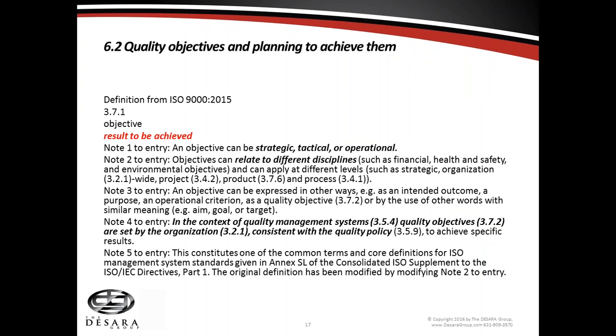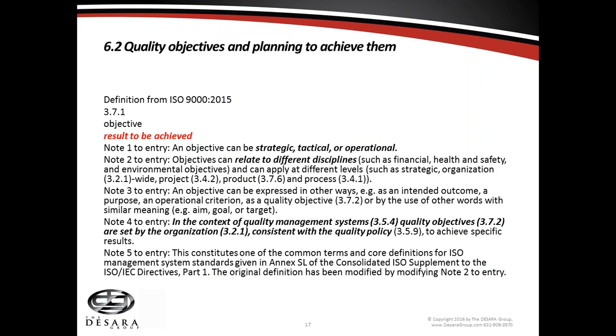If we go back to our friend 9000 with definitions, there are two definitions to be looked at. One is objective and one is quality objective. The definition for objective says results to be achieved. And my goodness, there's a ton of notes assigned to that. Take a quick walk through the notes. They talk about objectives can be of three types: strategic, tactical, and operational. Note 2 says they can relate to different disciplines. So again, this is, I think, an attempt to make sure that we look at the interdependency of our management systems: quality management system, financial management system, environmental management system.